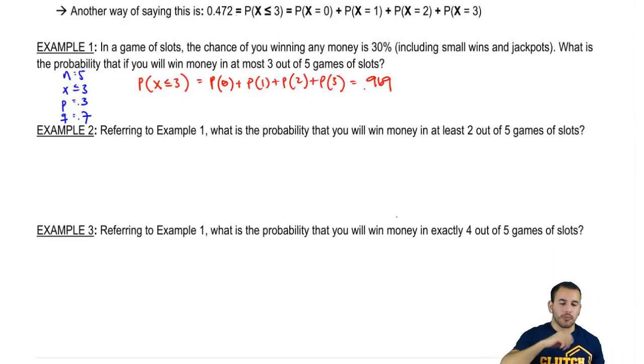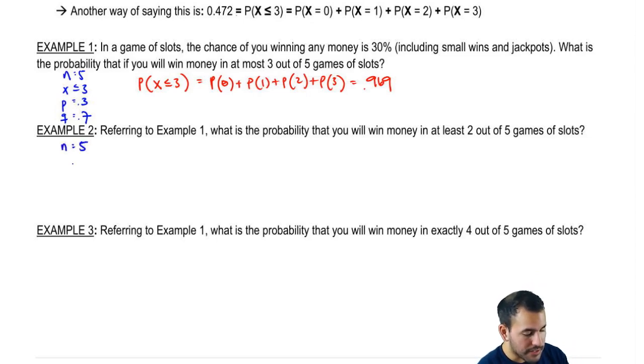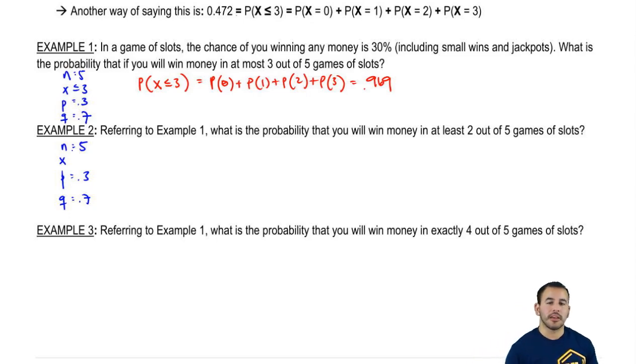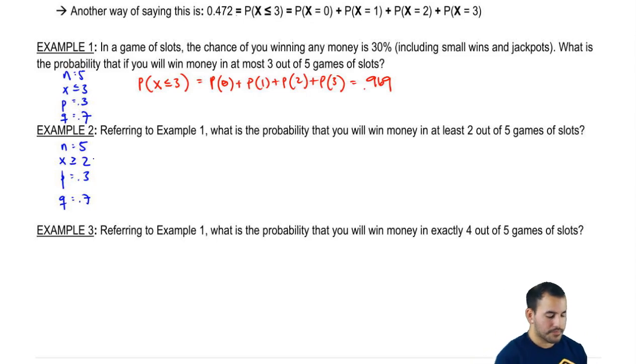So referring back to example 1, what's the probability that you will win money in at least 2 out of 5 games of slots? So again, let's go ahead and write our information. So n is 5. Our probability of success doesn't change, and therefore our probability of failure is still exactly the same, right? But our number of successes that we're interested in is different this time. This time we're looking at what's the probability that there's at least 2 out of 5 games won, right? So at least 2, that's 2 or more, right? So we want greater than or equal to 2.